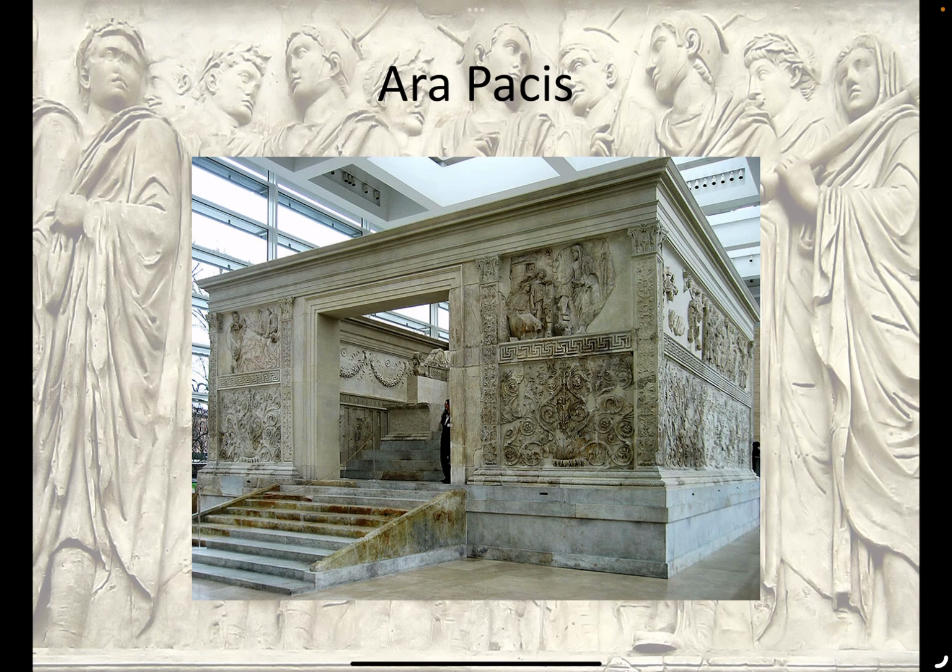And the Ara Pacis, which just means altar of peace in Latin, itself becomes an interesting statement of the kind of society and the kind of political system that Augustus was carefully trying to set up.